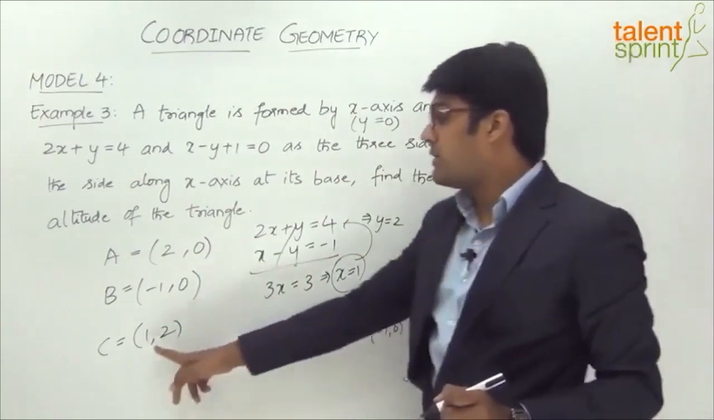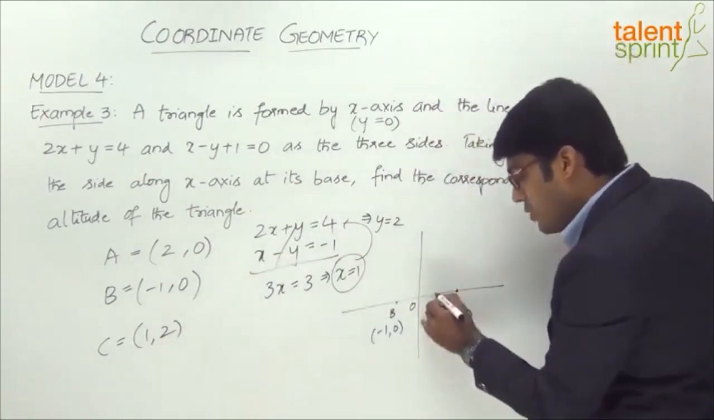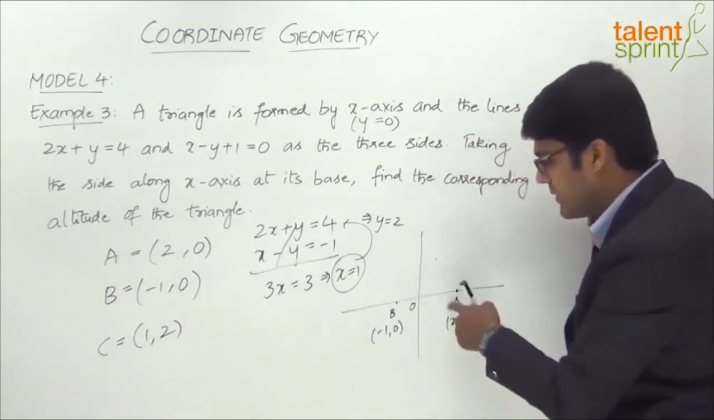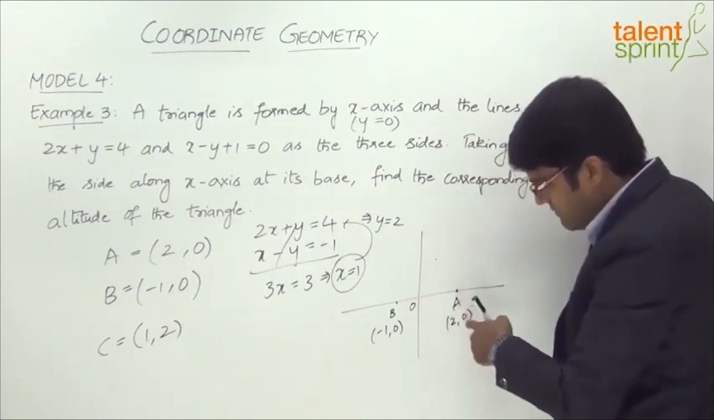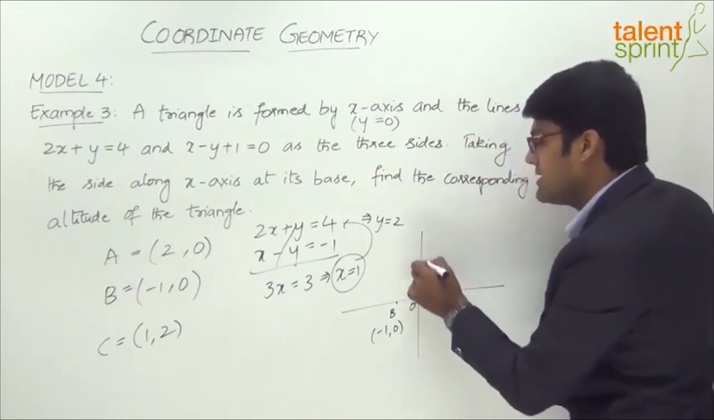Now look at the third point, 1 comma 2. The third point C here is 1 comma 2. That means x is equal to 1, y equals 2. So somewhere here, approximately, right? X is 1, so it should be before 2, right? X equals 2 here. This is 2, so this should be 1, let's say. And y is equal to 2.